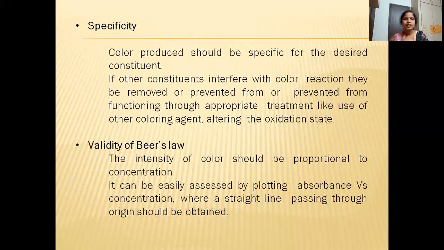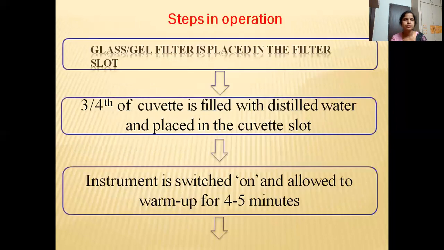Then you have to see whether it is following Beer's law, that is, the validity of Beer's law. By measuring absorbance versus concentration, you have to get a calibration curve which is a straight line passing through the origin. So all these points we have to take care of while doing the colorimeter experiment. Now, the steps in operation: how to operate this colorimeter?